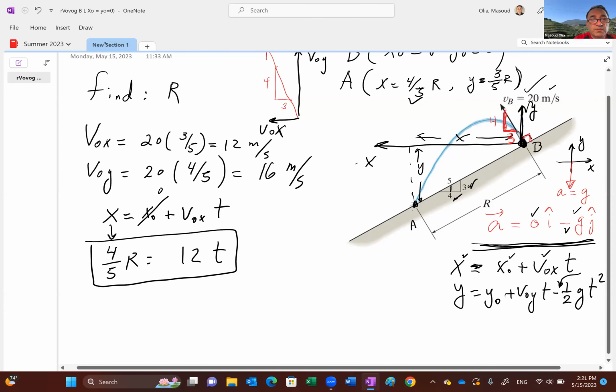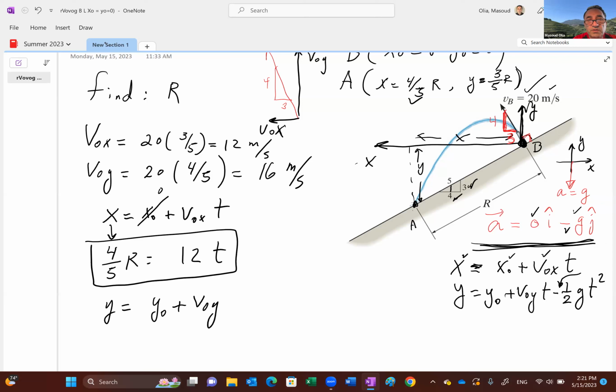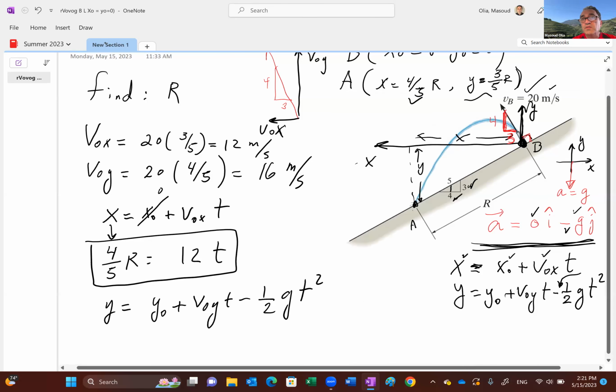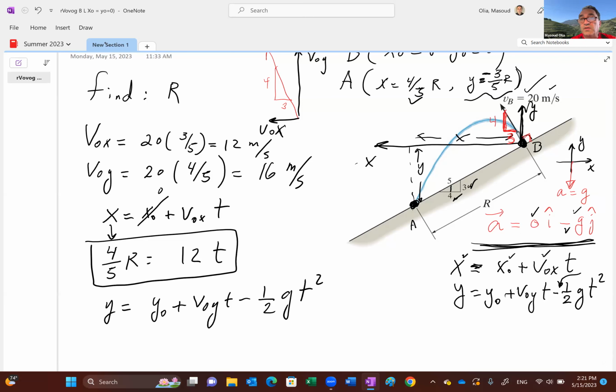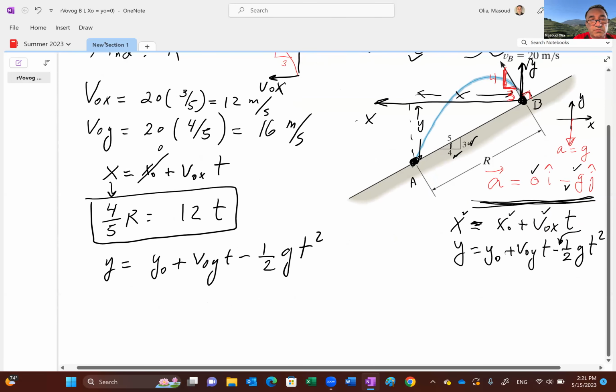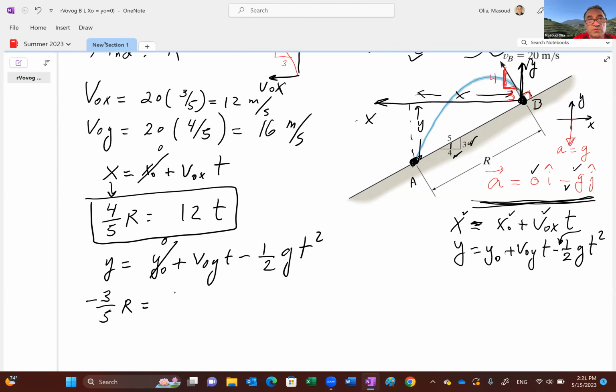And then Y is equal to Y0 plus V0Y times T minus 1/2 g T squared. And I'm going to plug in the information I have. Just be careful, I forgot to put the negative. Remember that A is below the reference, right? Actually, Y is negative 3/5 of R. These are the things that you have to be careful about. Negative 3/5 of R. Y0 again is 0. V0Y is 16 times T minus 1/2 times 9.81 T squared.